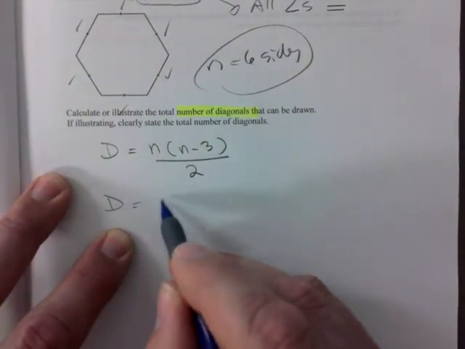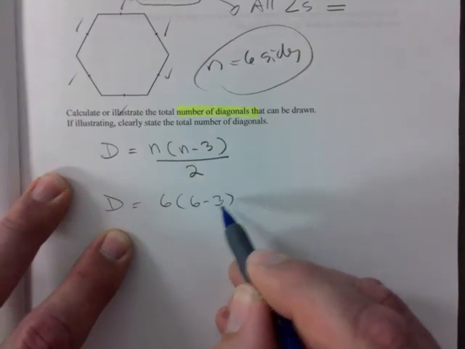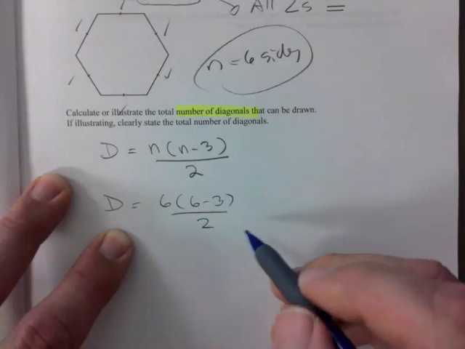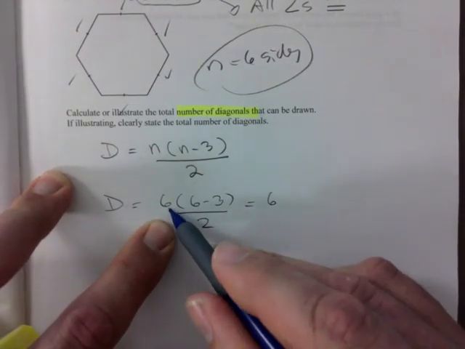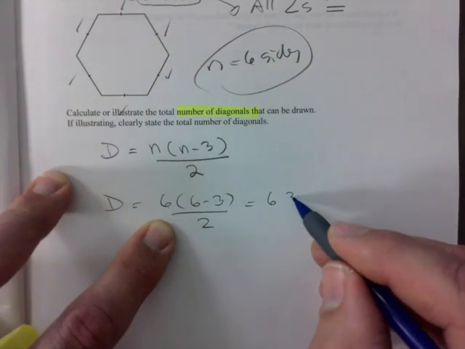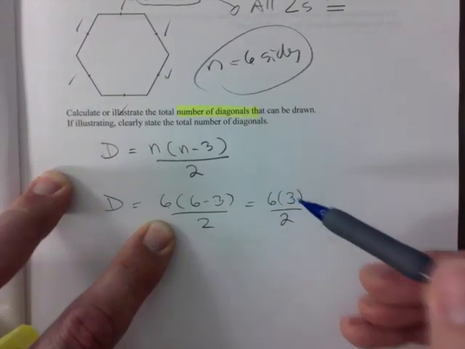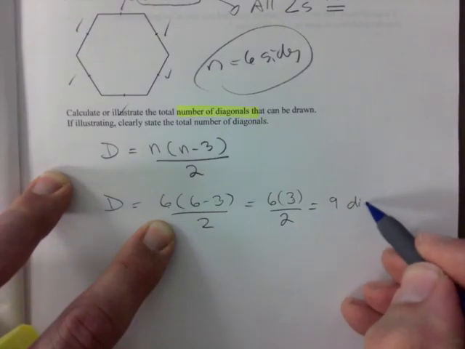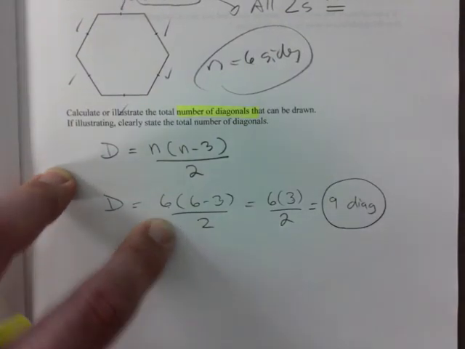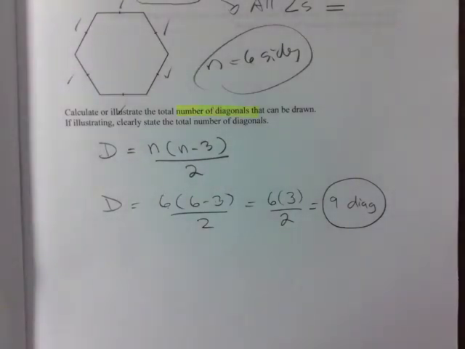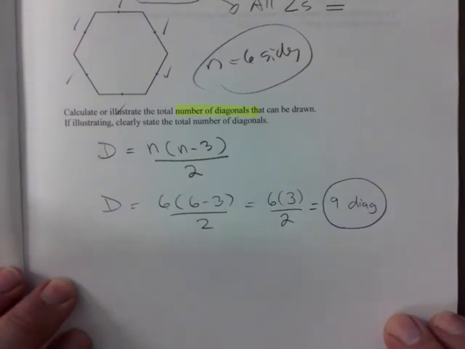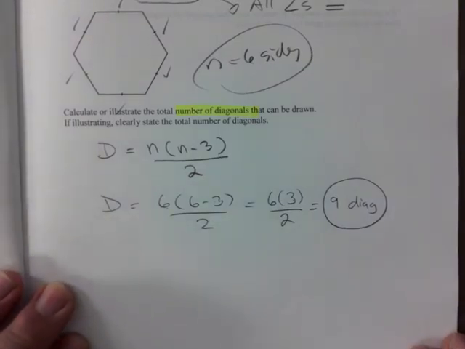So we just go. Please don't rush on this one because if you get it wrong, we can't give you too many marks. So 6 times 6 minus 3 is just 3, correct? Divided by 2. Now you go 6 times 3 is 18. Divided by 2 is 9. 9 diagonals can be drawn. Don't bother drawing it. I would strongly go against drawing it because if you're wrong, that's it. You don't get anything. So 9, keep going.